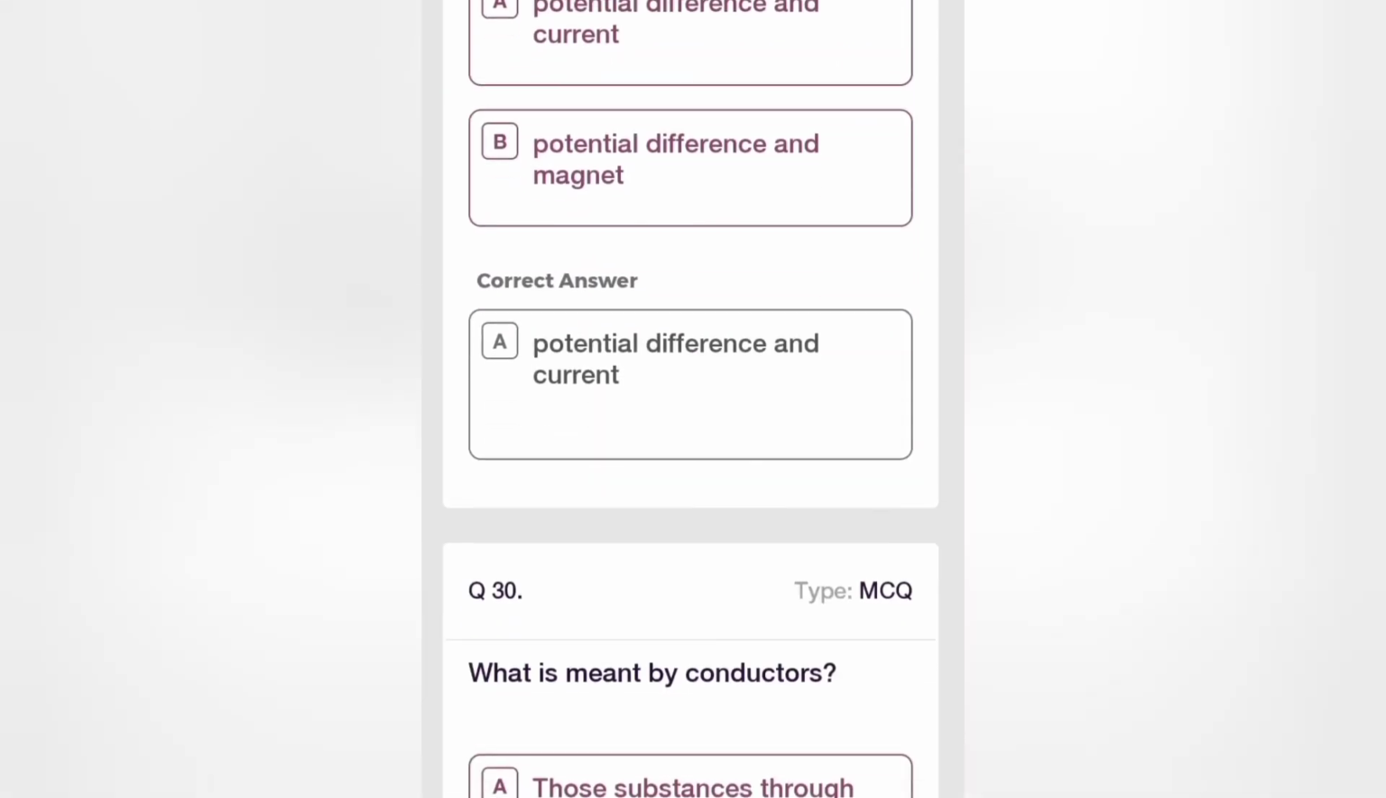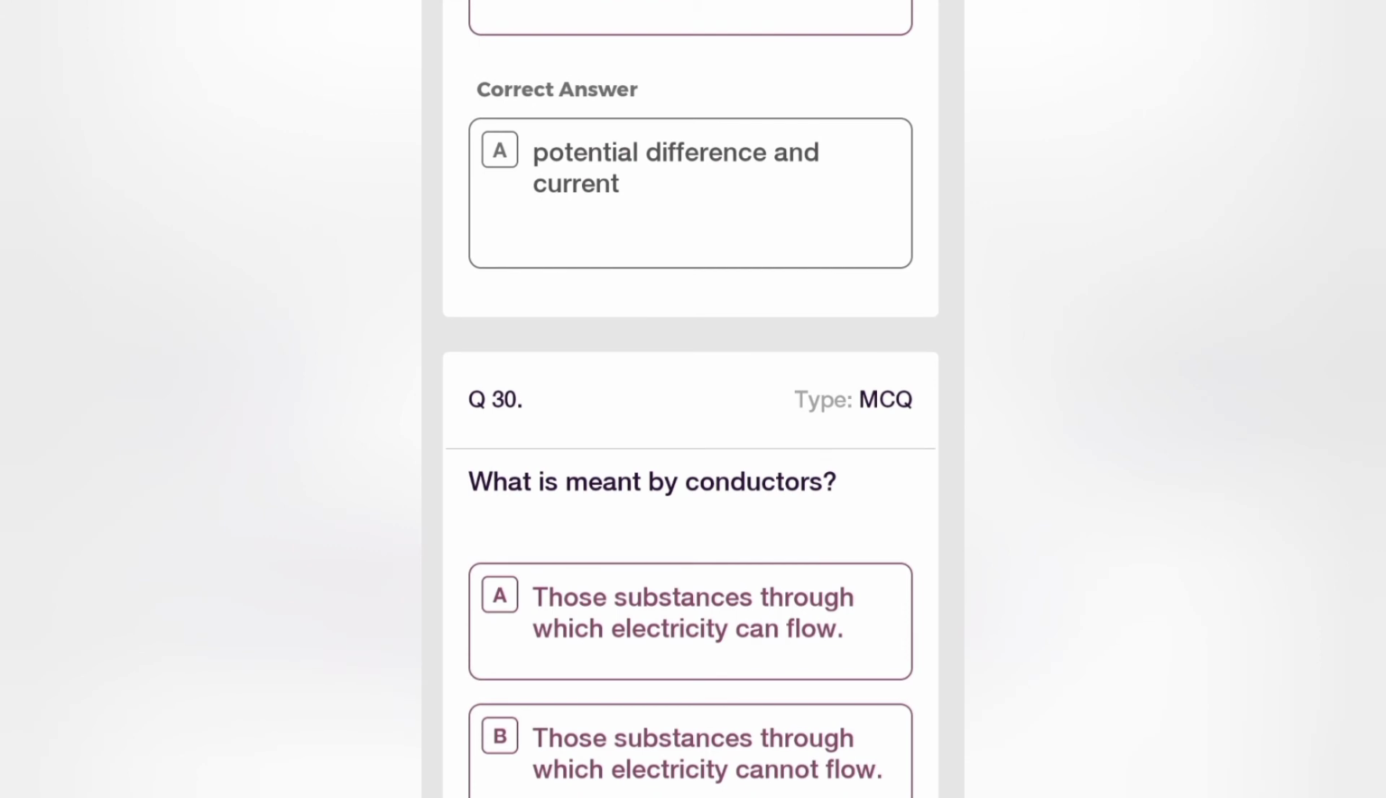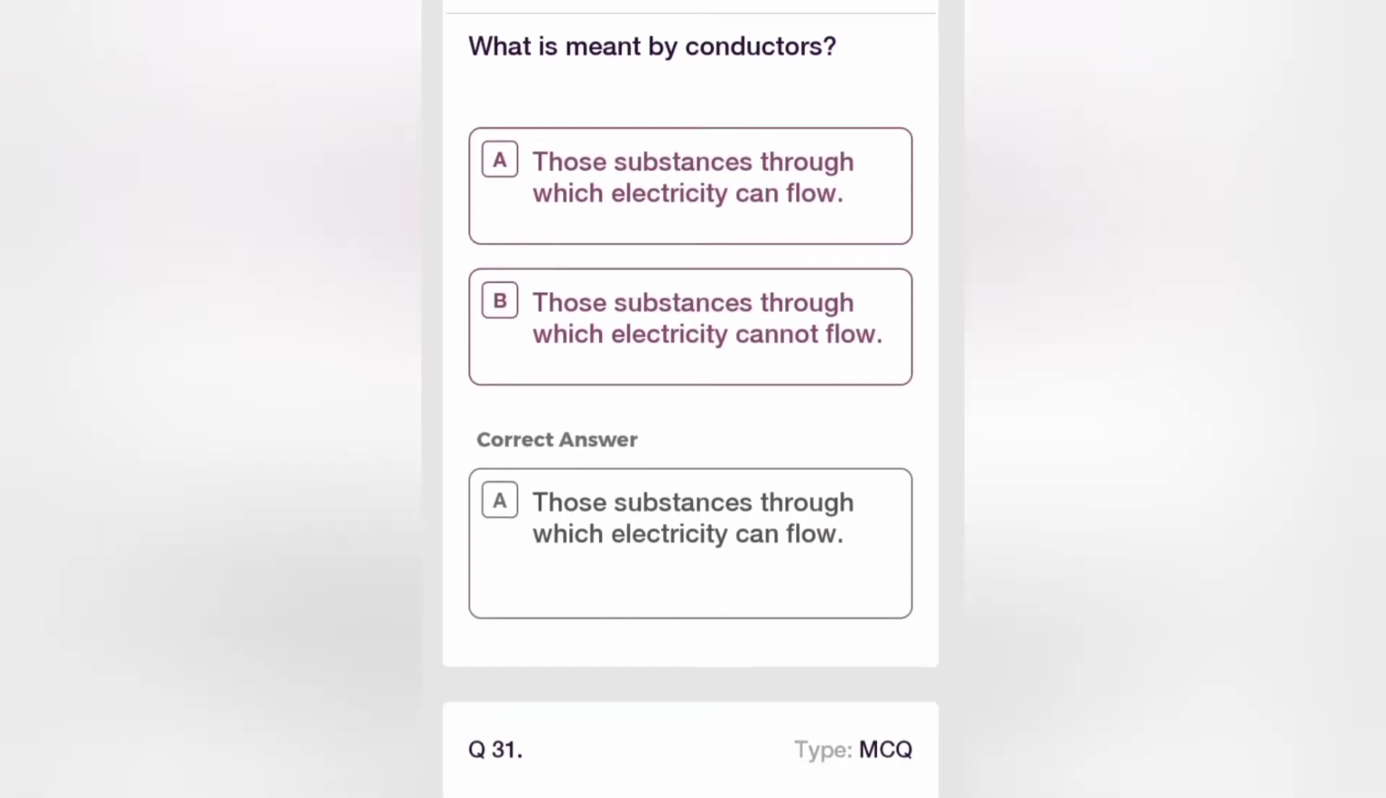Next question. What is meant by conductors? Which will allow the current to pass through, or which doesn't allow the current to pass through? Which allows the current to pass through is correct. That is called conductors. Example, almost all the metals.